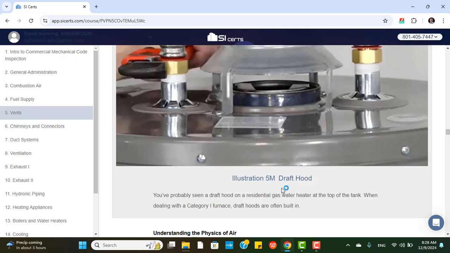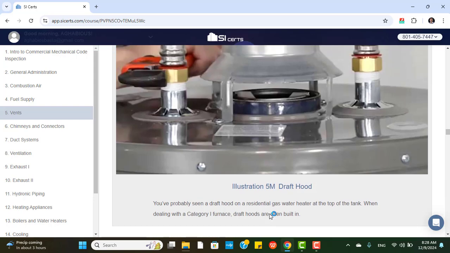Illustration 5N, draft hood. You have probably seen the draft hood on a residential gas water heater at the top of the tank. When dealing with Category 1 furnaces, draft hoods are often built in.